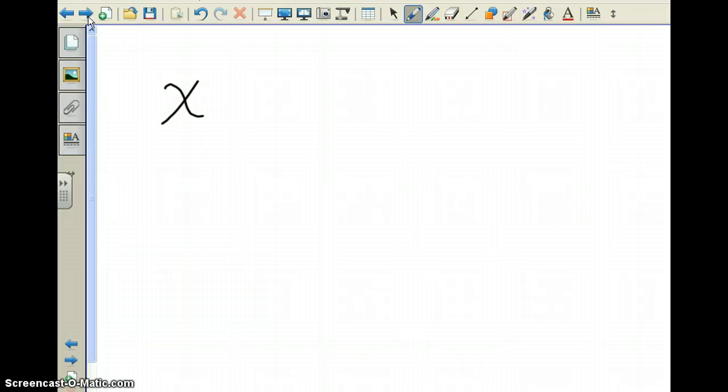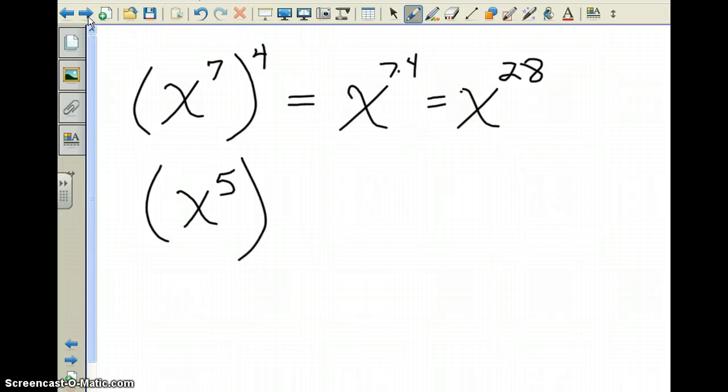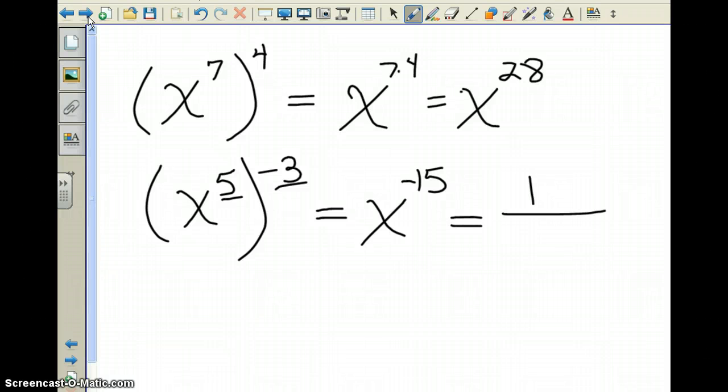X to the seventh raised to the fourth power is just going to be x to the 7 times 4, which would really be x to the 28th. Next one, x to the fifth to the negative third is going to equal x to the negative 15. And now we'll use our negative exponent law to say that this is going to be 1 over x to the positive 15th.